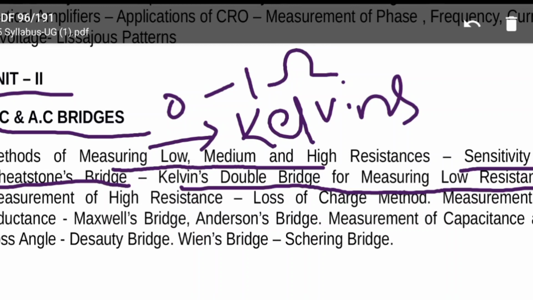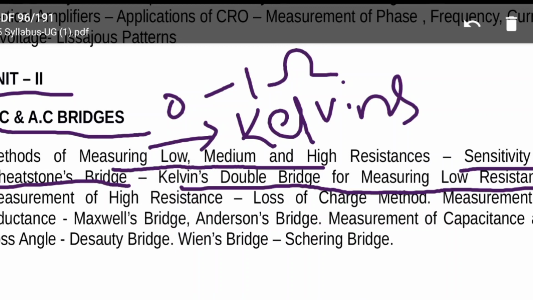Coming to high resistance methods, loss of charge method and ammeter voltmeter method, so many methods are there. You can check what are the various methods. First of all, remember all the methods, which method is used for which purpose. Then you can get the key idea, you can write easily. Okay, preparation of Kelvin's bridge or sensitivity of Wheatstone bridge or Wheatstone bridge. It is very simple, Wheatstone bridge, you already studied in earlier classes.